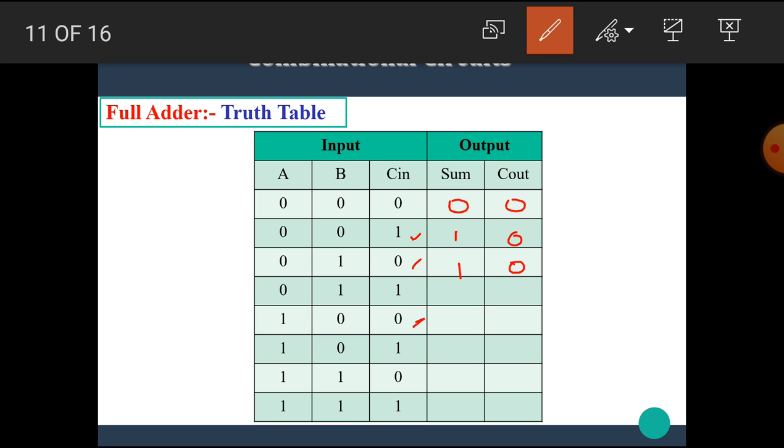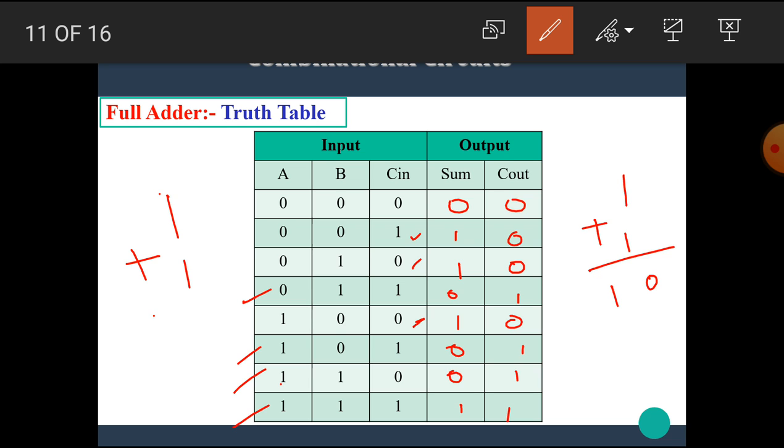In this case also, sum is 1, carry is 0. If two ones are present, then sum is 0, carry is 1. Three ones are present, then sum is 1, carry is 1. That is, 1 plus 1 gives sum 0, carry 1, plus 1 gives sum 1, carry 1.